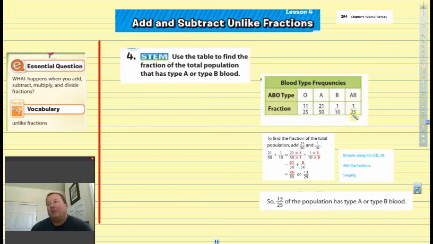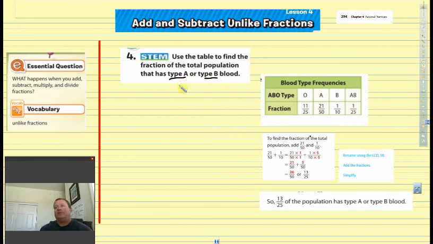And AB, you might say, well, wait a minute, isn't that mixed? Well, that's just the way. I believe you go back into science a little bit more. You can Google it and see if people who have AB can receive A and B blood, and so forth. And then you have O. Okay, well, they want to know: use the table to find the fraction of the total population that has type A or type B.